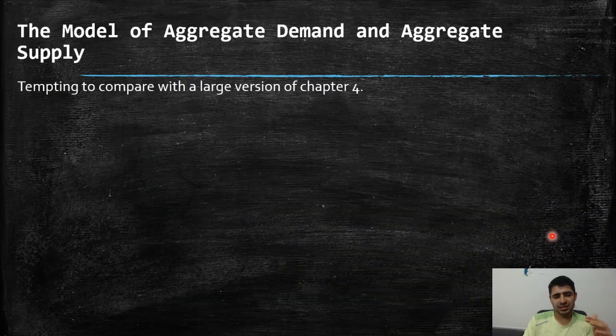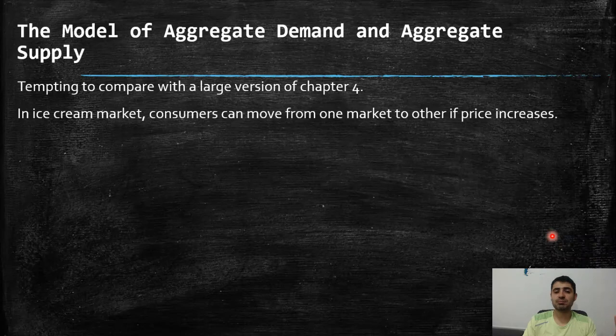Well, this is kind of difficult because you can think, okay, but this is exactly the same as we saw in chapter 4 when we discussed the ice cream market. But actually, what we saw is that when you are in the ice cream market and the price is so high, you can move to another market to demand another good.